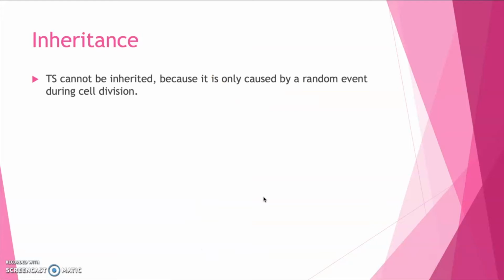Because Turner syndrome is caused by a random occurrence, it cannot be passed down or inherited. The infertility of women suffering from Turner syndrome also causes the future mother to not be able to bear children. Therefore, Turner syndrome cannot be passed down.